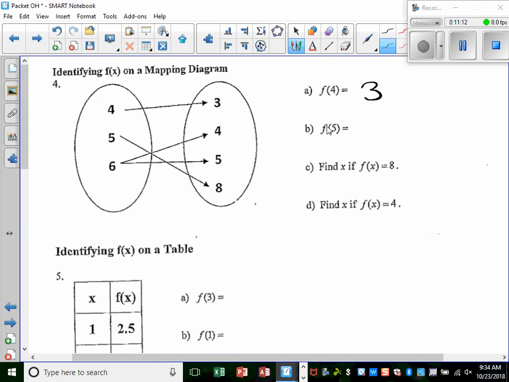I'm going to go where x is 5. Follow the arrow, 8. Now I'm going to go where y is 8, because now they're giving me y. And then go in reverse order, pairs up with what? 5. And then I'm going to go where y is 4, which is right here, and it goes to 6.